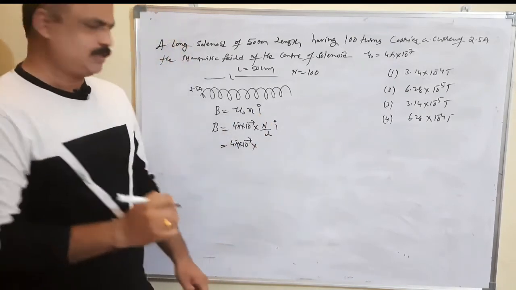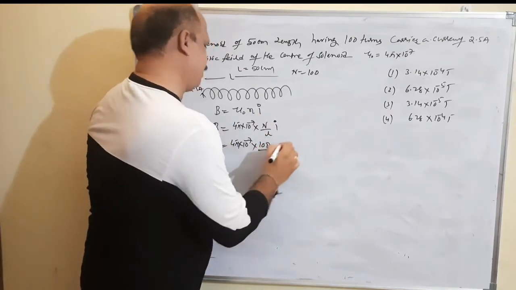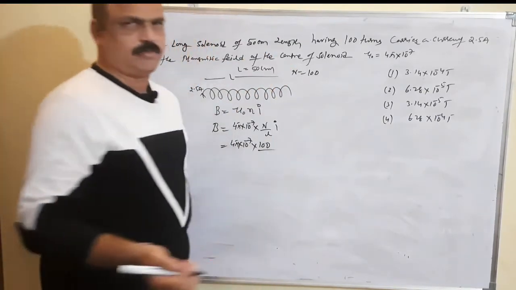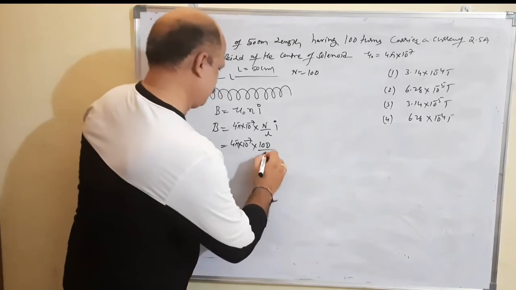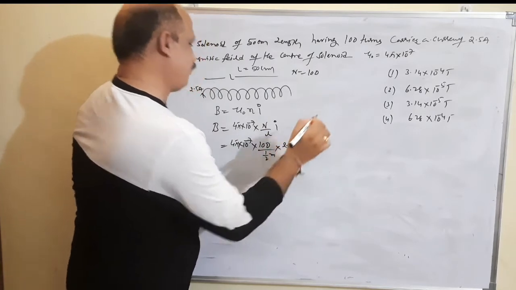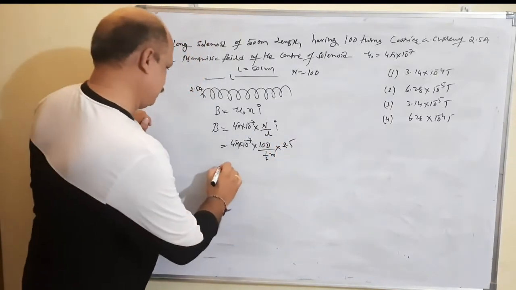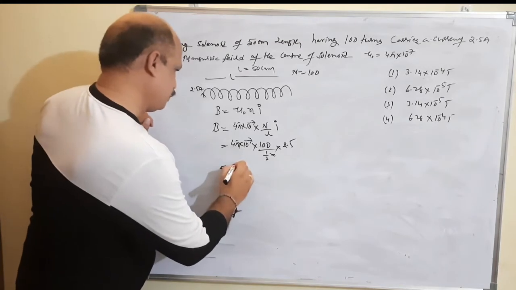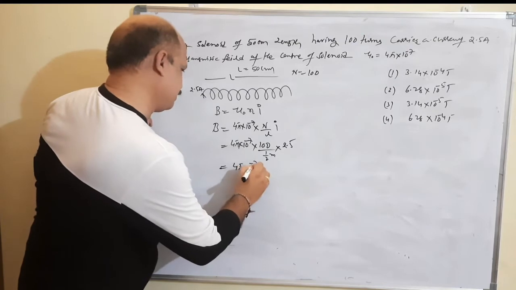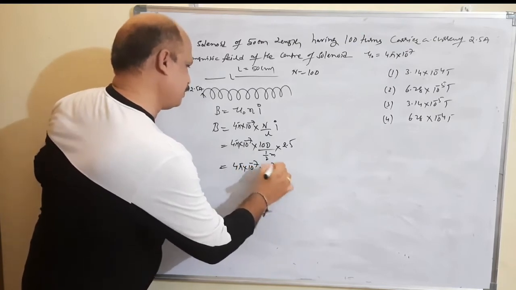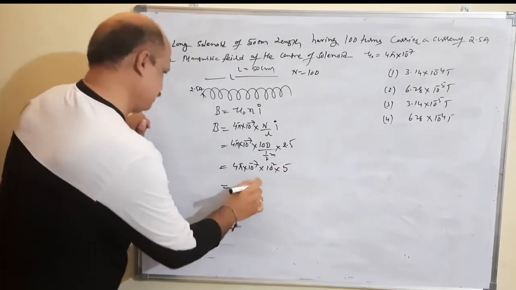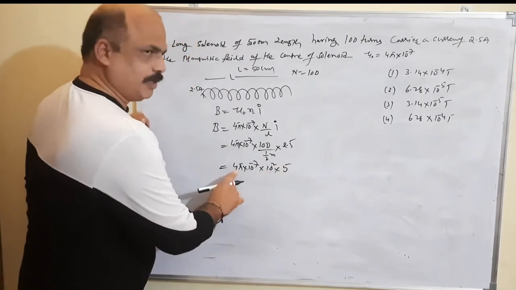How many total number of turns here? 100 divided by here 50 centimeters. That means 50 centimeters is nothing but half meter. So here half meter into how much current it carries? 2.5. Right. Here 2 into 2.5, 4 pi into 10 power minus 7 into 10 square. This 2 into 2.5, that is equal to how much? 5. Right. Here 5 into 4, 20.